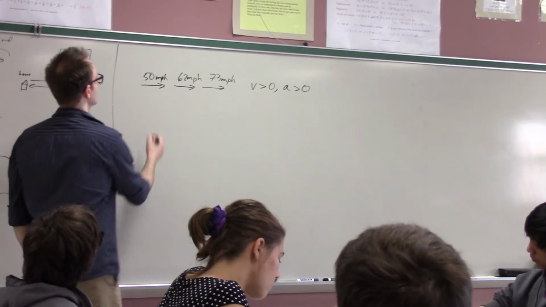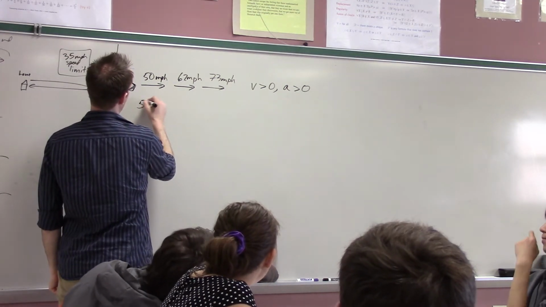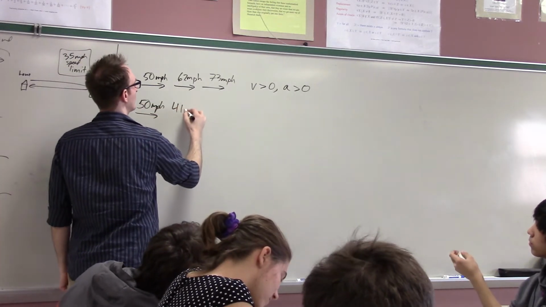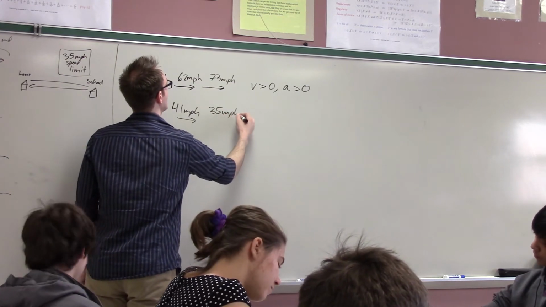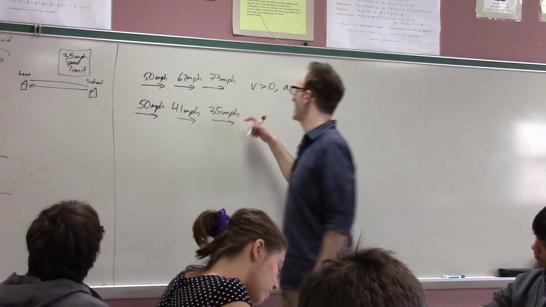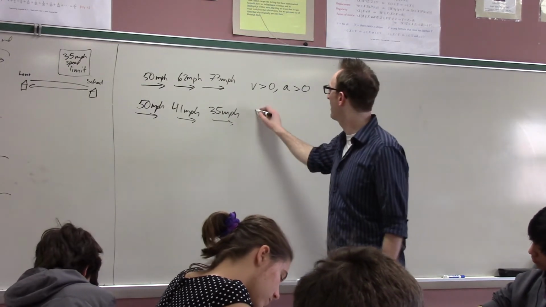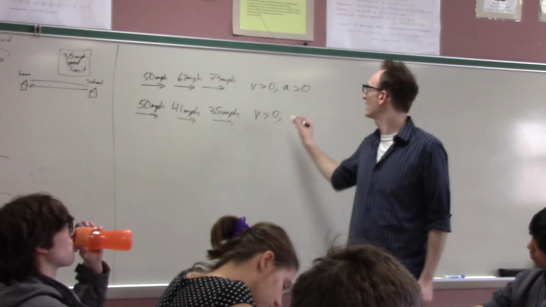Okay, more. Suppose now I am going 60 miles per hour. And then a couple seconds later, I'm going 41 miles per hour. And a couple seconds later, I'm going 35 miles per hour. The sign of my velocity: still positive. So mean acceleration: negative. Why?